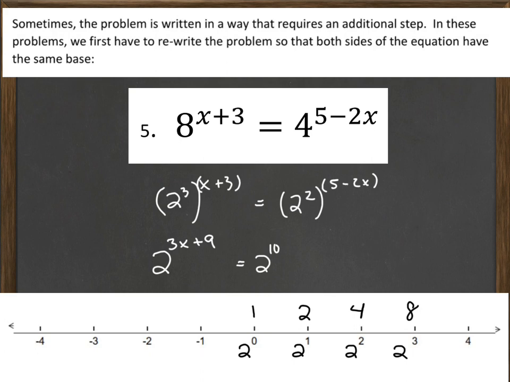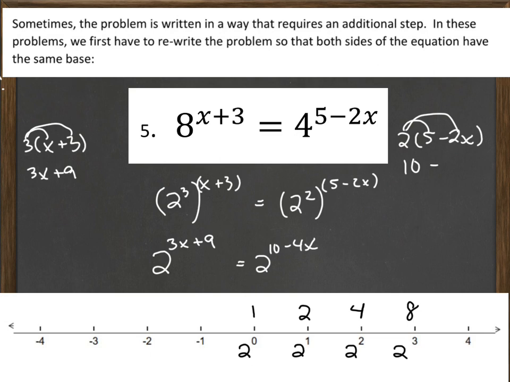Okay, so if I lost you there, if you're like, whoa, lady, where did that come from? Let me show you. What I'm doing is 3 parentheses x plus 3. So I have 3 times x is 3x, and then I have 3 times 3, which is 9. Over here, same thing. I have 2 times the quantity of 5 minus 2x. 2 times 5 is 10. 2 times negative 2 is negative 4x. Okay, so that's where that came from. Be careful. Make sure you multiply everything out.